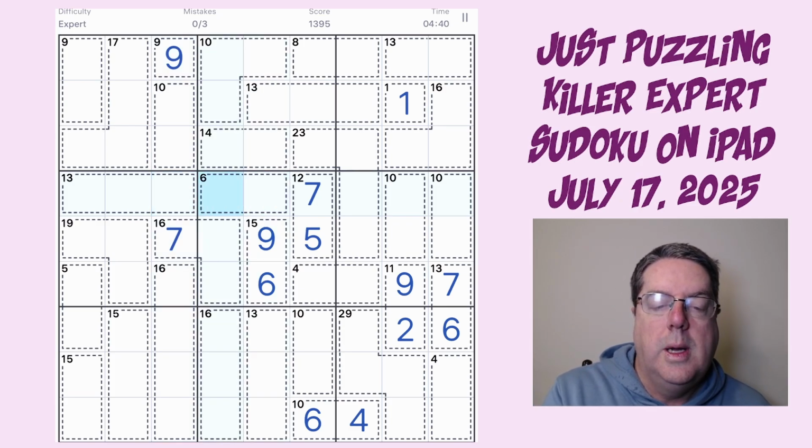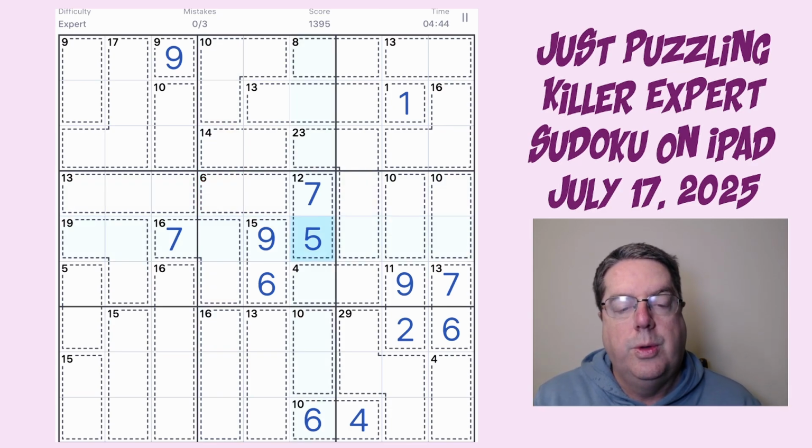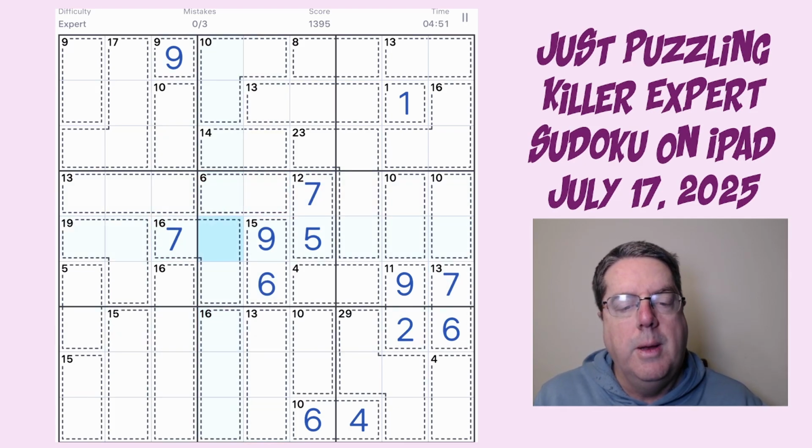2 and 4 are going to be in this, because 5 and 1, which is the other number, can't be there because of that. So that's 2 and 4. This has got to add up to 9. 3 and 6 is out.